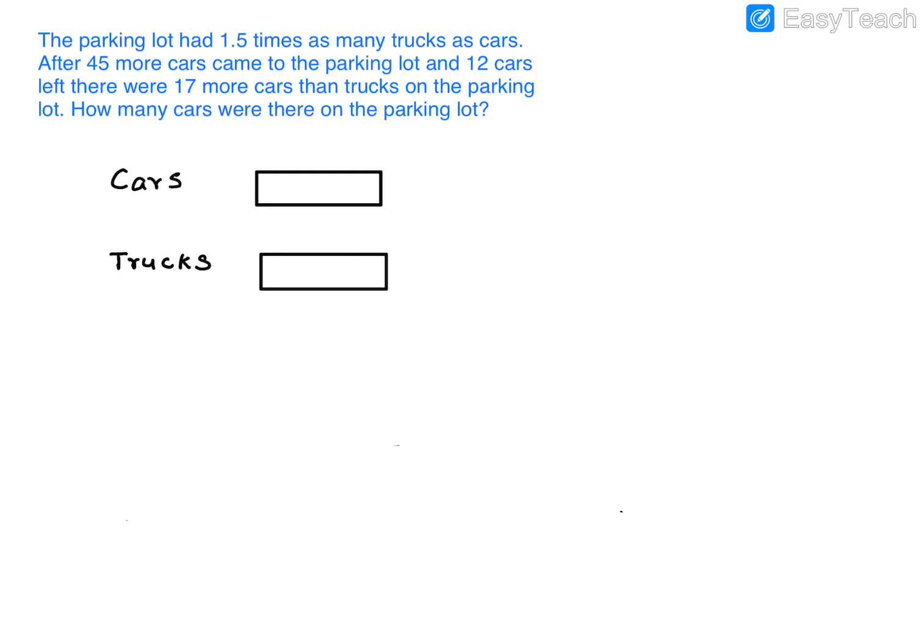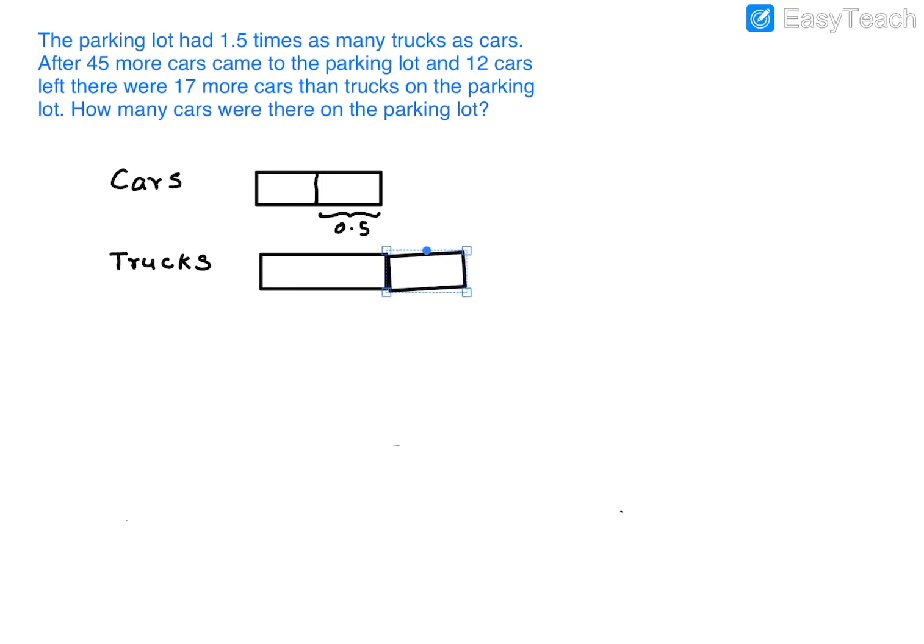So I have 1 times as many cars. Now I need to bring out 0.5 times the number of cars. So let me divide the number of cars into 2 equal halves, and this is going to be 0.5 the amount of total number of cars. So let me draw a box as long as 0.5 number of cars, and I am going to add that to the number of trucks.